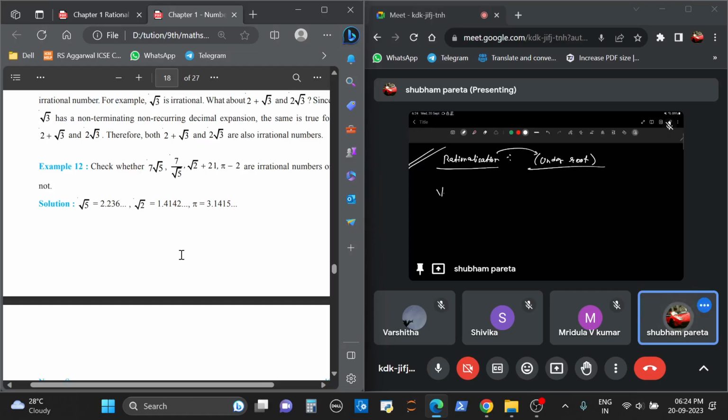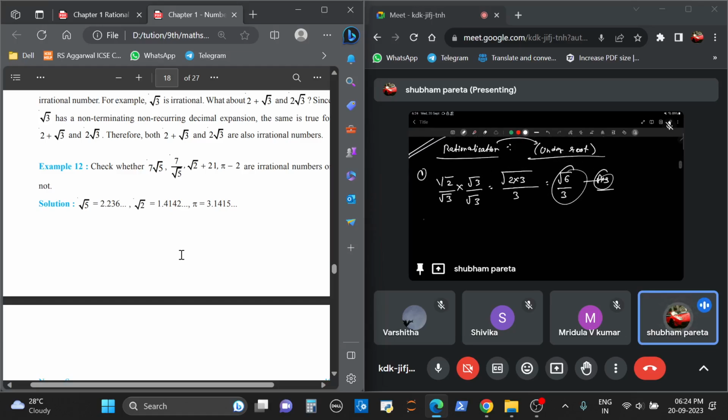Now what do you mean by the under root term? For example, this is under root 2 upon under root 3. If I want to rationalize this number, then you have to attack the denominator, multiplying the numerator and denominator by the same number. Under root 3 multiplied by under root 3 is 3, so this is under root 6 upon 3, and that will be our answer over here. This is one of the things.